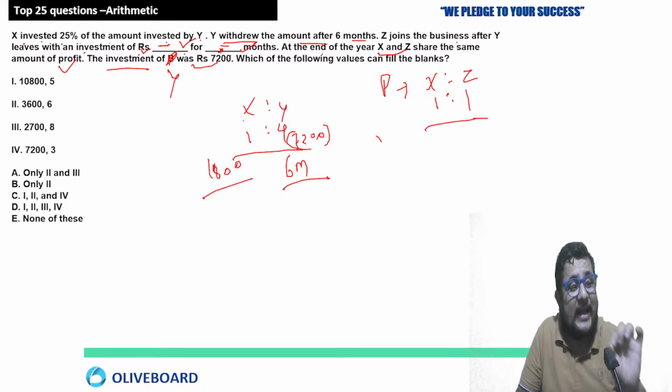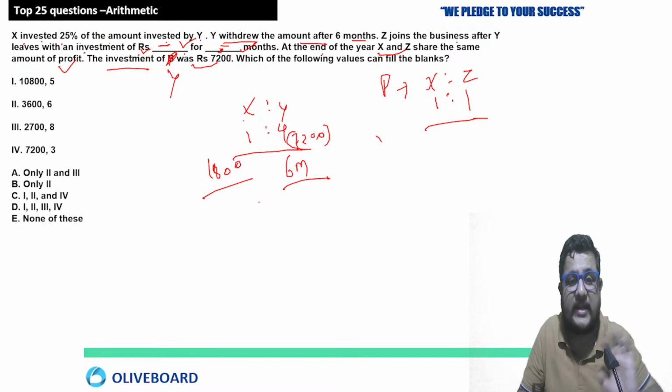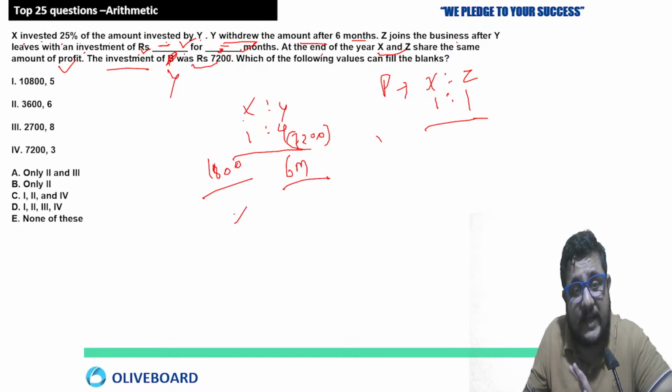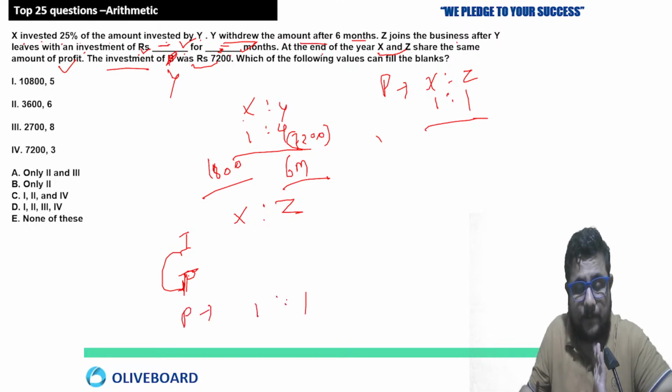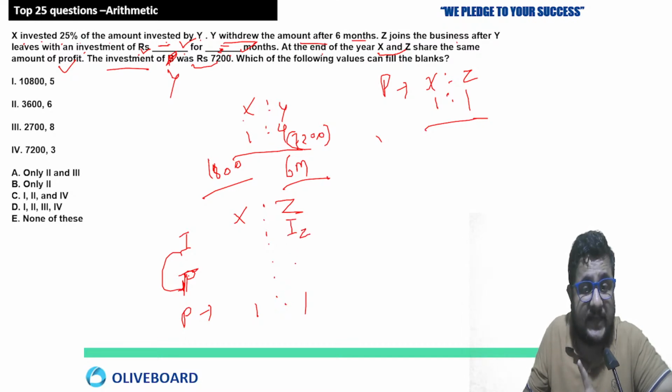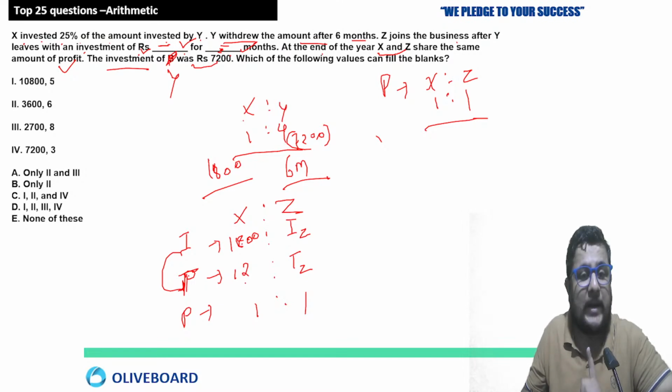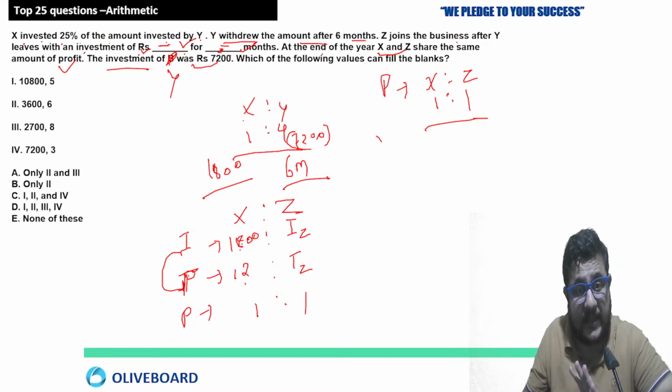And what are they saying? At the end of the year. So the total time you know, that is 12 months. So X invested for 12 months. How can you calculate the profit ratio of X and Z? When you know investment and time, their product will give you the profit value, and this is 1:1. But we don't know the investment of Z, so I am assuming IZ, and the time of Z is TZ. But about X, I know everything. 1800 multiplied by 12 months. So 18 multiplied by 12, what is it going to be? This is going to be 21,600.